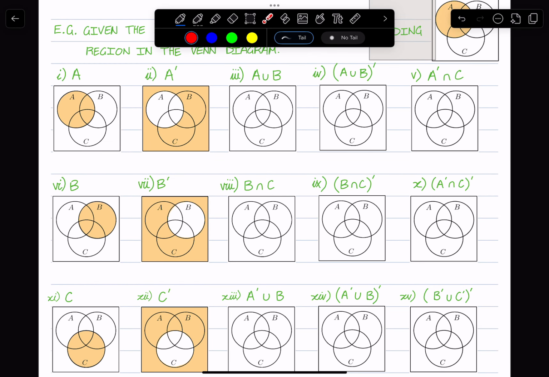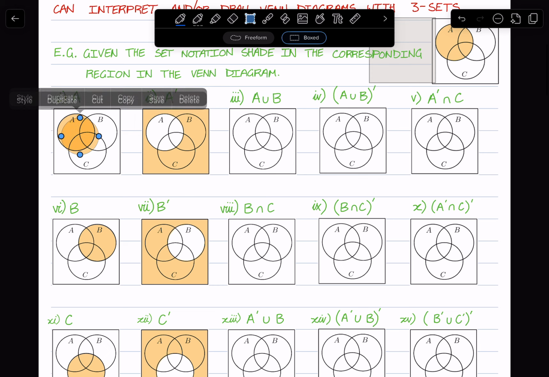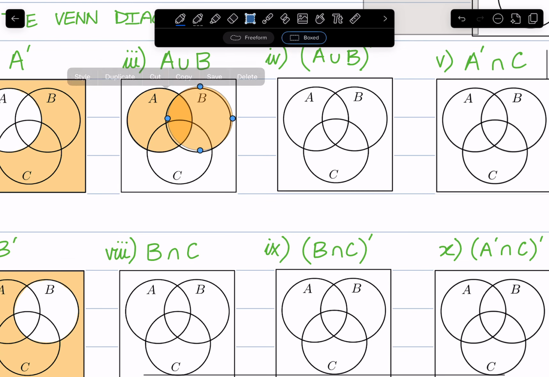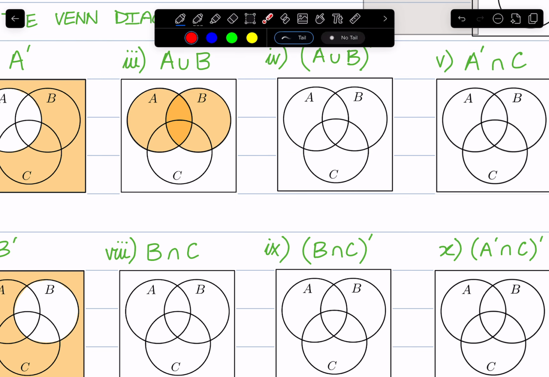Remember, with union, we accept both A, or whatever letters, A and B, so A or B. So we take both groups. So all of A and all of B, including the overlap. So it'll look something like so. So all of A and all of B. And even if it looks like it's highlighted darker, it doesn't really mean anything. It's just taking everything on the inside here. So that's A union B.